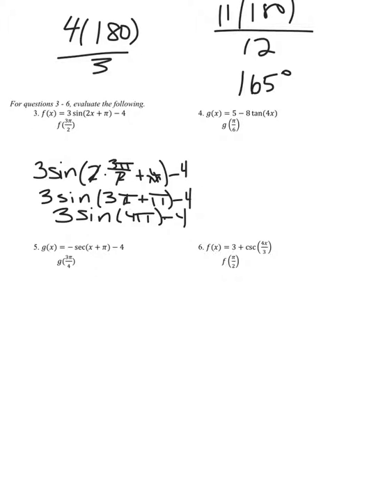So you're going to type into your calculator just sine of 4 pi. That way you can get that exact value. It ends up being 0. So 3 times 0 minus 4. 3 times 0 is 0. Minus 4 gives me negative 4.